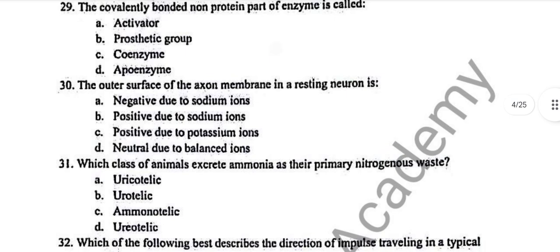Question number 30. The outer surface of the axon membrane in a resting neuron is A. Negative due to sodium ions. B. Positive due to sodium ions. C. Positive due to potassium ions. D. Neutral due to balanced ions. And the correct option is B. Positive due to sodium ions.